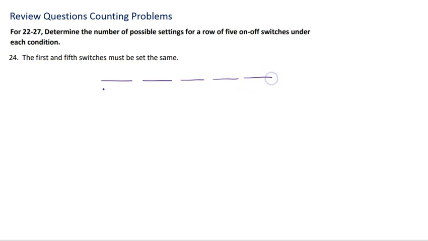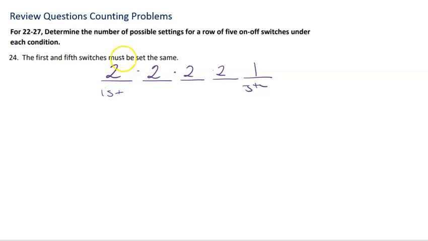I'm just doing them in order, so this is the first switch, this is the fifth switch. Okay, the first and the fifth switches must be the same. So let's think about it. The first and the fifth must be the same. If the first one can be on or off, though, we have 2 options. The second one can be on or off. The third one can be on or off. The fourth one can be on or off. The fifth one just has to match whatever this one is. So there's really only 1 possibility.